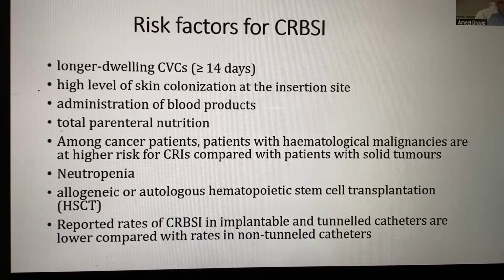Then patients with neutropenia or patients undergoing allogenic hematopoietic stem cell transplantation, are again at high risk of CRBSI. Remember, the reported rates of CRBSI in implantable and tunneled catheters are lower, and that's why they are used for long-term use of infusions as compared to non-tunneled catheters. So your tunneled catheters for dialysis, tunneled catheters for chemotherapy infusion have lower chance of CRBSI as compared to non-tunneled catheters.